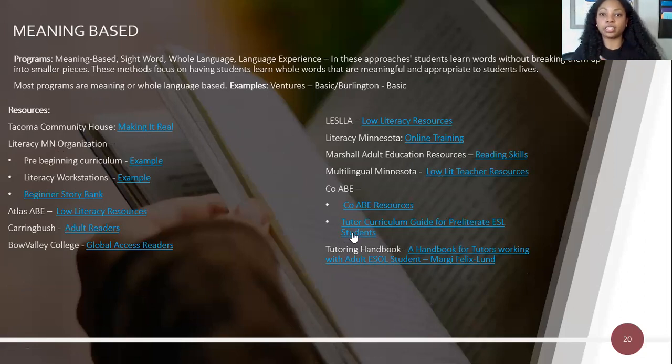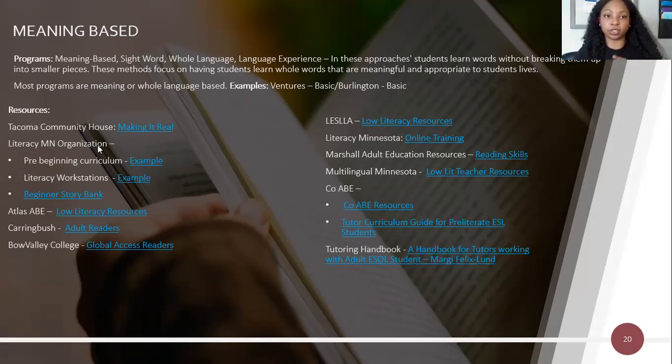Oops, where did it go? The Tutor Curriculum Guide for Preliterate ESL Students, and a handbook for tutors working with adult ESL students by Margie Felix Lund. And these are great guidebooks. So they give you everything from advice, tips, activity ideas to lesson plans, and good ways to make your curriculum flow when you're working with these students.